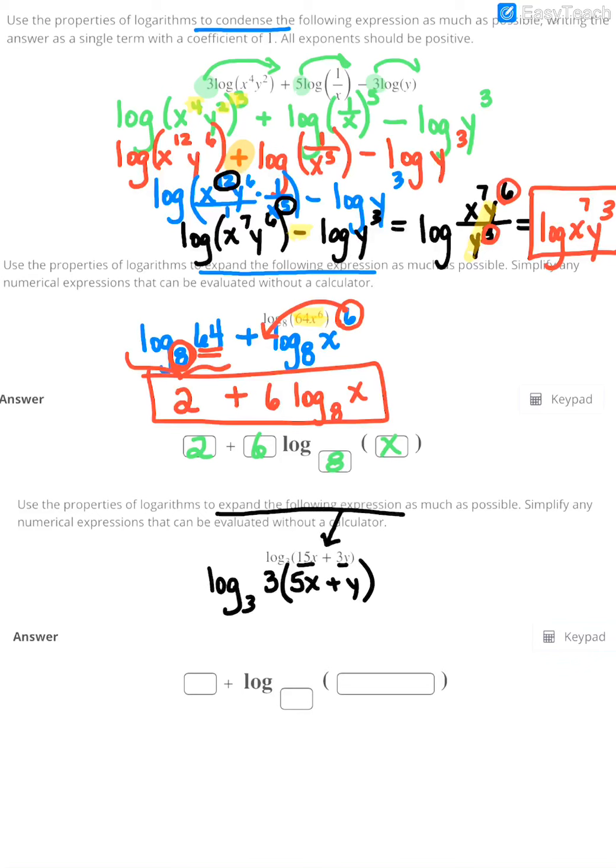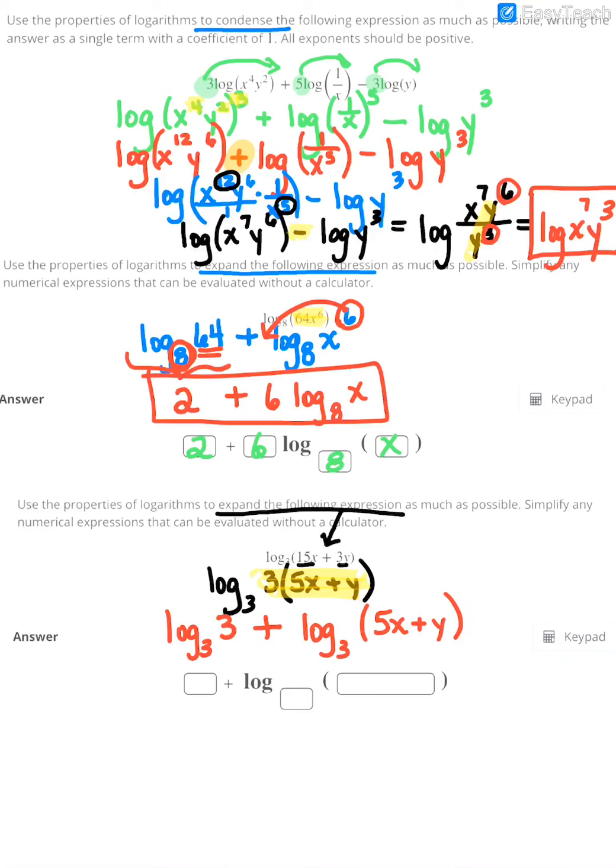And what I've just done is I have created a product. And we do have a property that deals with the log of a product. So this one's a little bit tricky because you've got to do that factoring first. Now, how do we handle the log of a product? Well, we take the log of one factor, so the 3 is one factor, and we add the log of the other factor. And the other factor just happens to be the expression 5x plus y.